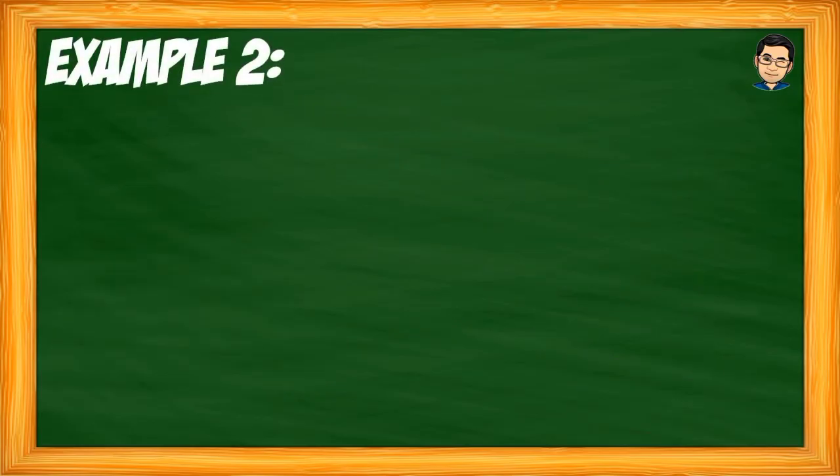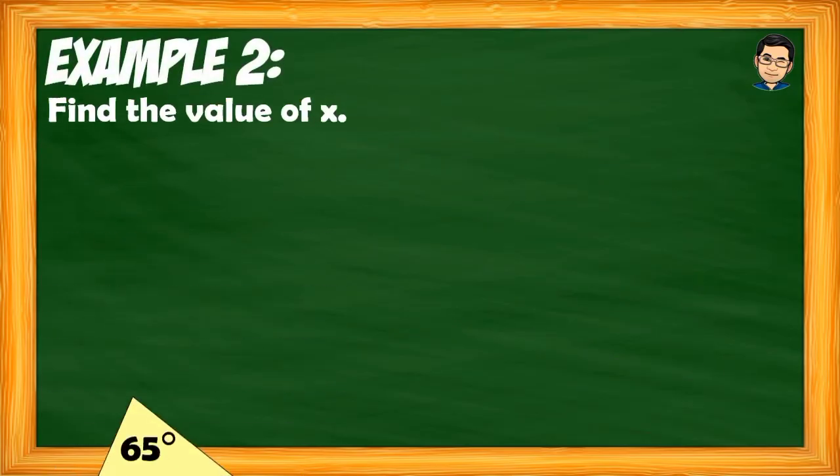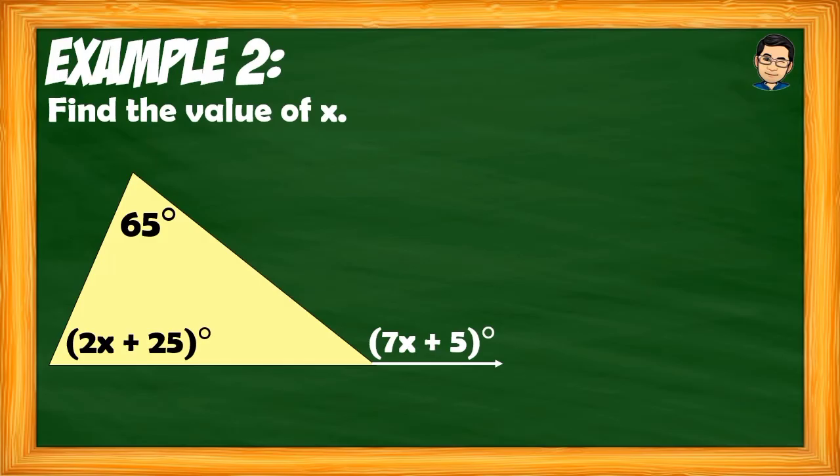For our next example, find the value of x. Okay, so we have there 65 degrees and then the quantity 2x plus 25 degrees. And then yung sukat ng exterior angle natin in terms of x, the quantity of 7x plus 5 degrees. So, ito, yung dalawang remote interior angles, equal po sa sum, equal po dun sa sukat ng exterior angle.